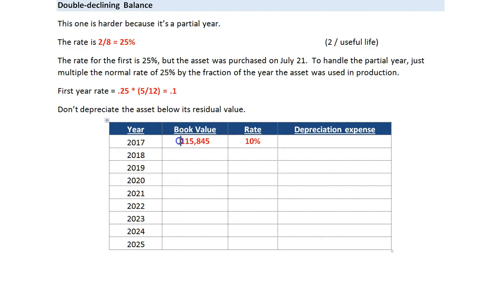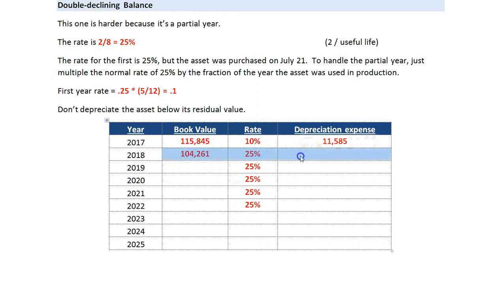Alright, then it is our normal routine, but remember our rate for the rest of it is the 25% unless we got to reject it towards the end because we don't want to go below the residual. So we're going to multiply across. We're going to subtract the two numbers, 115 minus 11,585.